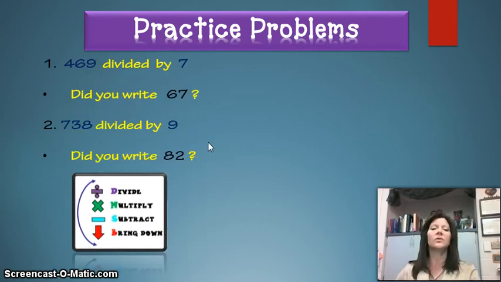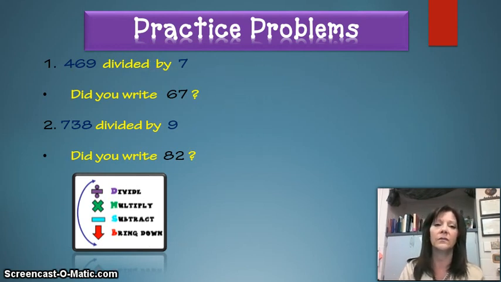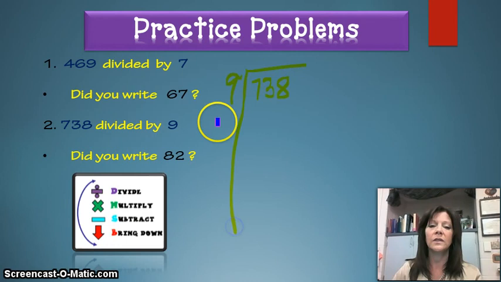All right, let's do this one together. See if you got it right. 9 divided into 738. Let's do our doubles down the side. Remember, these are always 1, 2, 4, and 8. Then you're going to have 18, 36, because we double these, it's just skip counting, and 72.